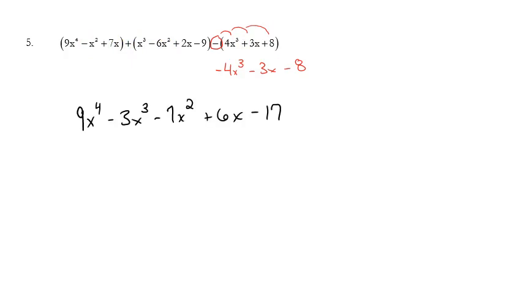And when we finally combine the 1st polynomial, 2nd polynomial, and the new polynomial for the 3rd one, 9x to the 4th minus 3x to the 3rd minus 7x squared plus 6x minus 17. And again, the order does matter. Descending order means by exponent. 4, 3, 2, 1, nothing.